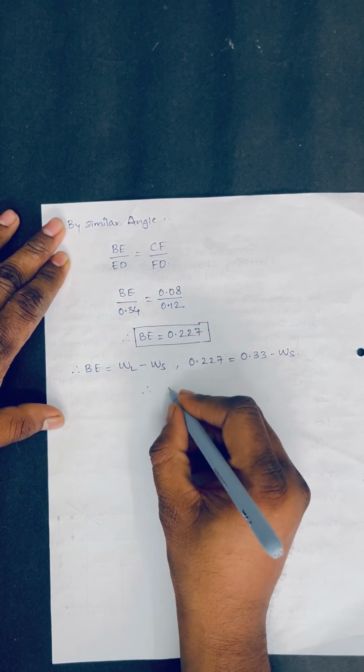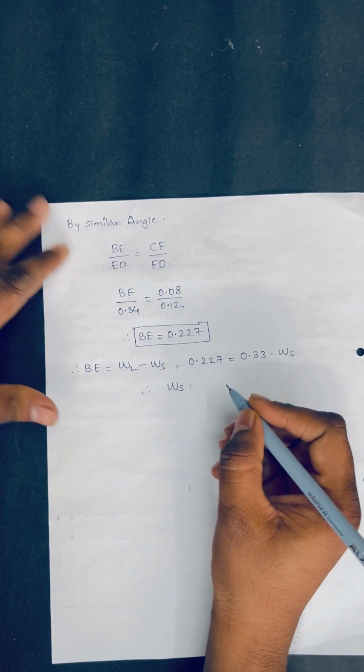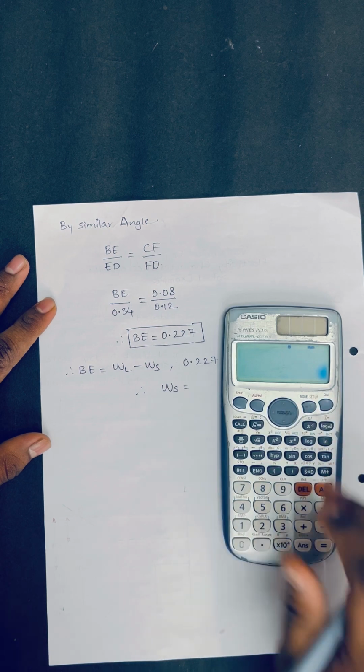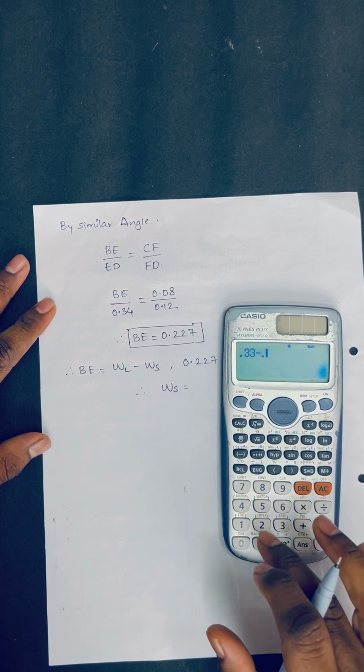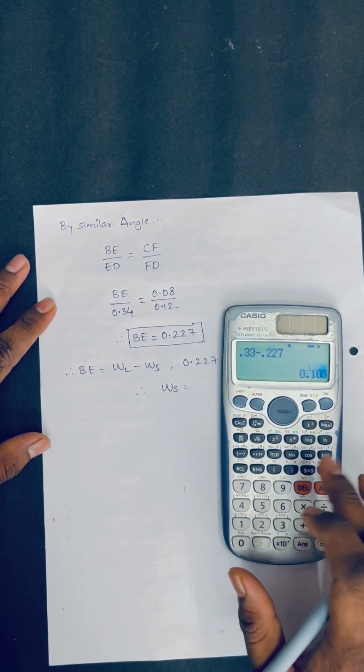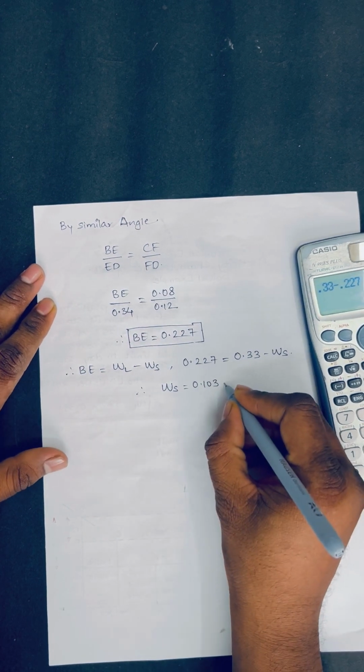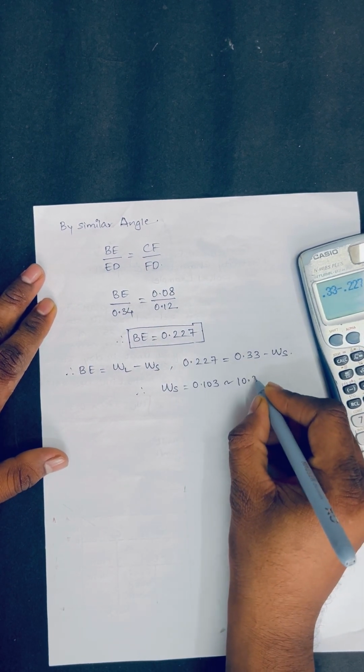So the shrinkage limit value will then be available with us. It will be 0.33 minus 0.227. It will be 0.103, or we can say 10.3%.